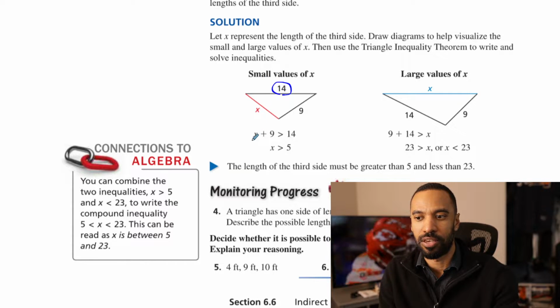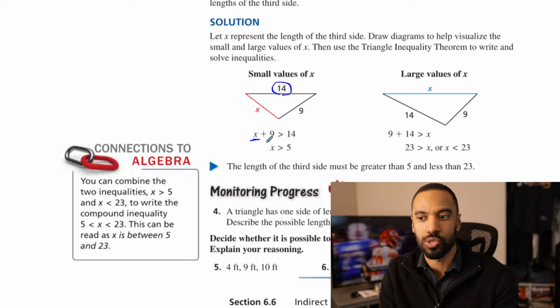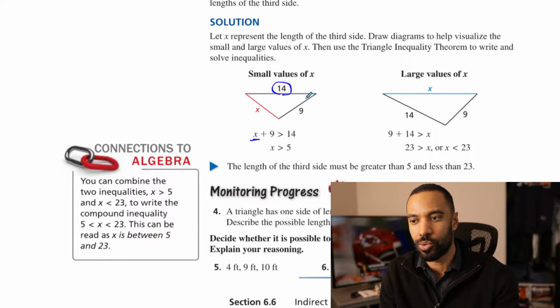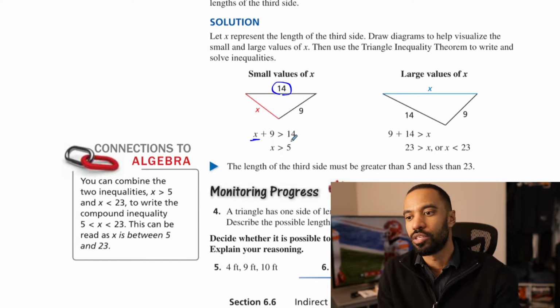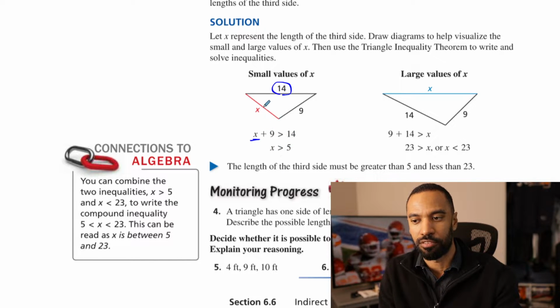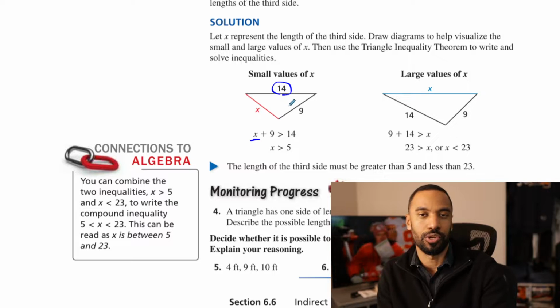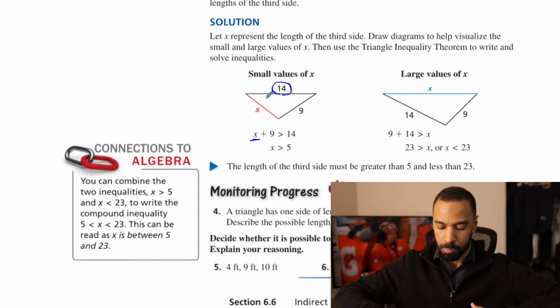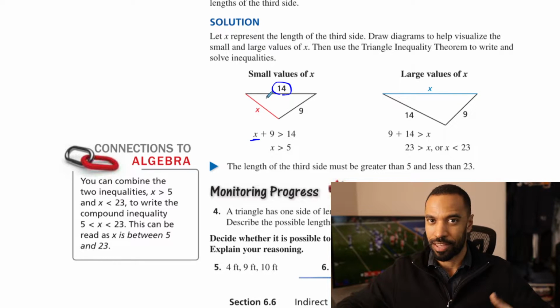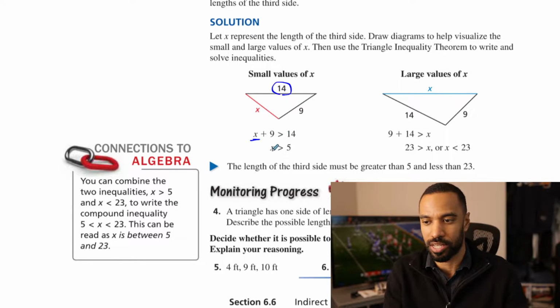Let's first look at small values of x, meaning let's add x with 9 and make sure it's greater than 14. So we set up an inequality that says these 2 have to add up to become greater than that side, assuming 14 is the largest. Subtract 9 from both sides and x has to be greater than 5. As long as x is greater than 5, then you can make a triangle out of it. If x is 5, they only reach at the bottom where it flattens out. If x is less than 5, they don't ever connect at all. So it's never a triangle unless x is greater than 5.